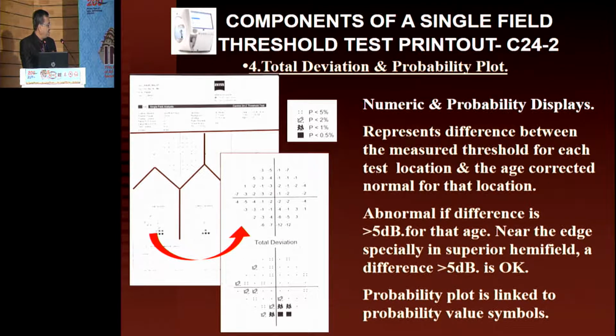So they converted these differences of sensitivity values into probability symbols from 5% to 0.5%. What does a probability value of less than 5% mean? It is the kind of defect that is seen generally in about 5% of the population. Conversely, P less than 0.5 implies it is the kind of defect that is seen in only 0.5% of the population. Hence, when you convert these numerical values into probability symbols, you get some information as to what kind of field defect you are encountering.